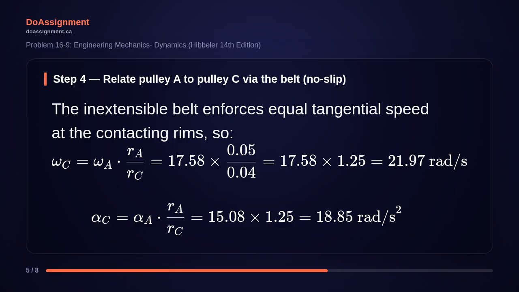The belt is inextensible and does not slip, so the tangential speed at the rim of A must equal the tangential speed at the outer rim of C. This gives the ratio R A over R C equals 50 over 40, which equals 1.25. Multiplying omega A by this ratio gives omega C equals 21.97 radians per second. Multiplying alpha A by the same ratio gives alpha C equals 18.85 radians per second squared.